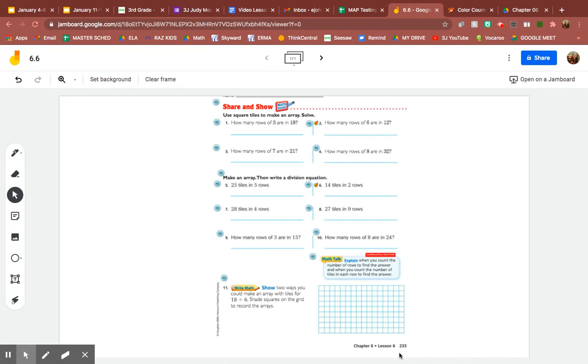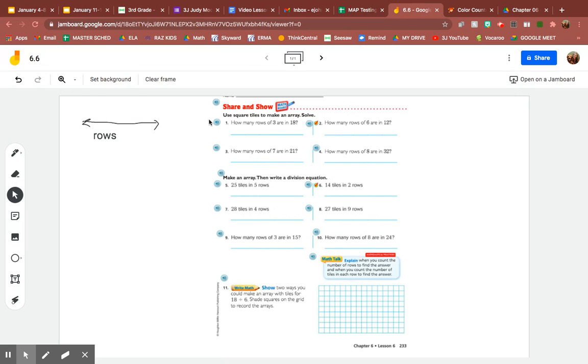Okay, now that you're ready to go, today we are going to practice making arrays to represent division problems. So for number 1, we're thinking how many rows of 3 are in 18? Now remember that rows are across. Rows go across, just like a straight line across, and columns go up and down. So today we're working with rows. I'm going to type down rows here so that we know which way rows go.